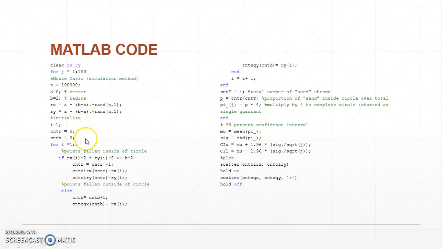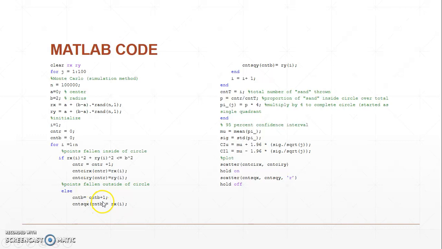And then before we go into the actual for loops, we want to initialize our i variable, which we're going to use in our for loop, and our count R and our count B as well. Generally speaking, this for loop says that if the points fall within the radius that we set, as you can see B is set at 2, then we count it as a point that falls inside the circle. Otherwise, it falls outside the circle.